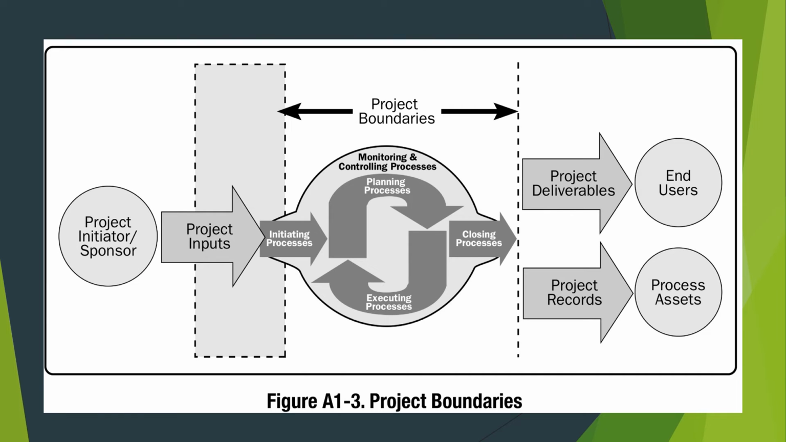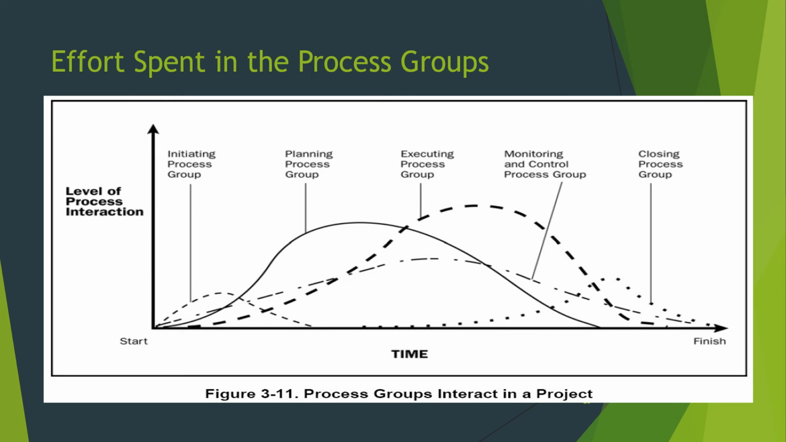So these are project boundaries. Project initiation, project inputs, monitoring and control, like the initiation process, planning process, executing process, and closing process. And then come the project deliverables and project records: project deliverables for the end user and project records for the process assets or documentation. So the project boundaries are after the project inputs and before the project delivery. These are the effort spent in the project groups: during the start, initiation will be small, then planning, execution, monitoring and control, then closing. See, monitoring and control will have an impact from the start till the finish of the project.